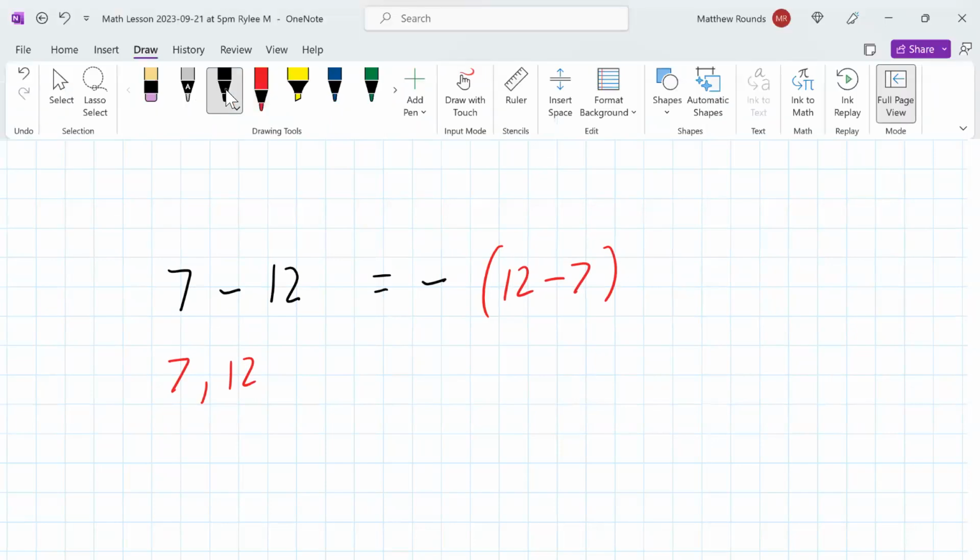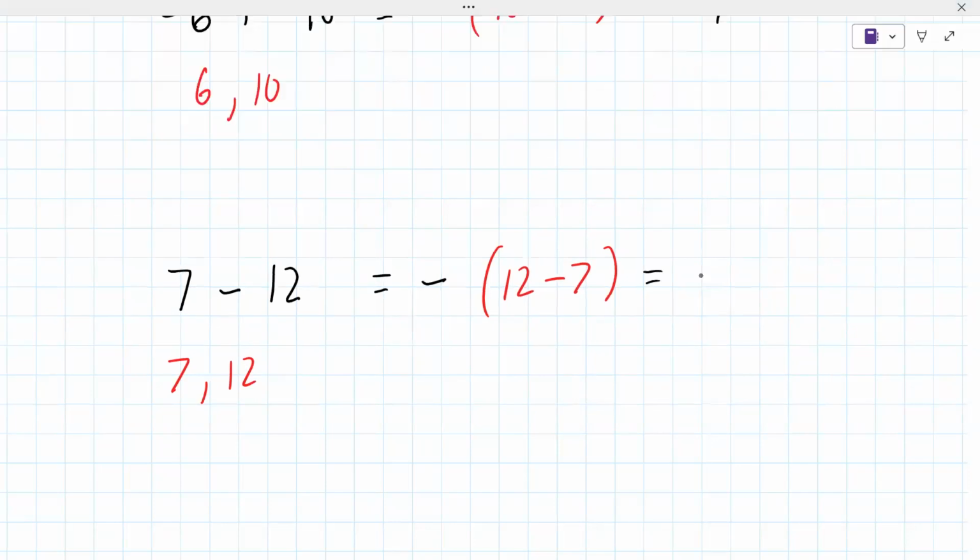So that'd be a positive. Okay. But then you bring this negative with, so this becomes negative. What's the result? Negative 5. Negative 5. Good. All right.